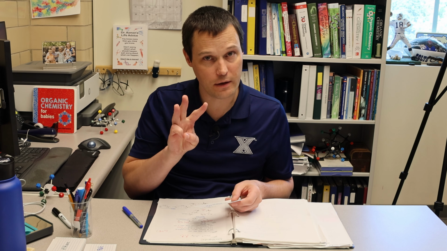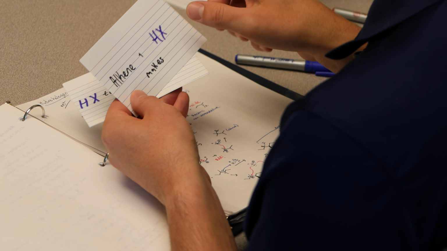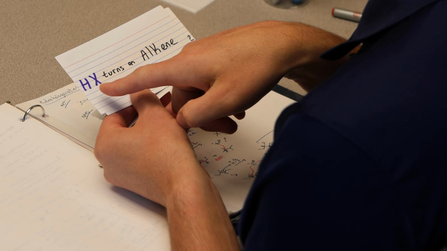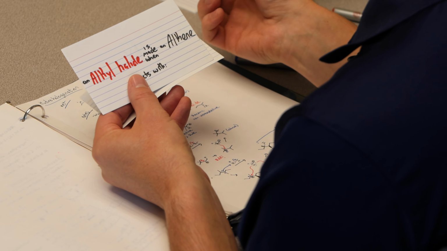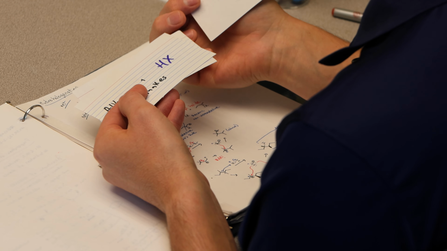I want you to write 3 flashcards for this reaction from all 3 possible combinations. From the perspective of the starting material, the alkene plus HX makes the alkyl halide. From the perspective of the reagent, HX turns an alkene into an alkyl halide. And from the perspective of the product, the alkyl halide is made when an alkene reacts with HX.